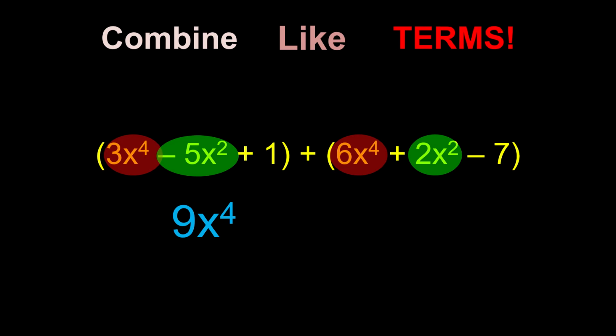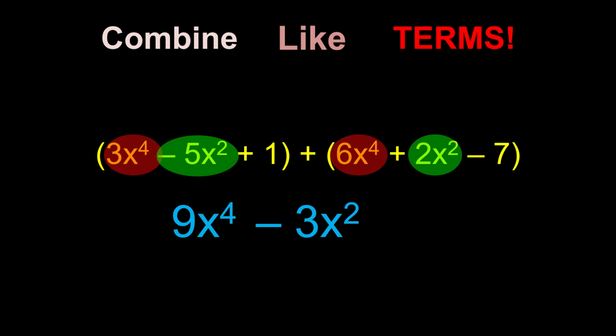Next, I'll look at that negative 5x squared. There was a minus in front of that, which makes that negative 5. And I'm adding it with plus 2x squared, which you might notice is a positive 2x squared because it has a plus in front of it. So when I combine negative 5 and positive 2, I'm going to get negative 3. I need to include my x squared on here because that's what made them like terms.